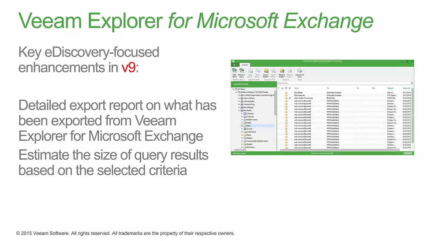What version 9 gives you is some enhancements. One of the nice enhancements I like is the export report. What has been exported from Veeam Explorer for Microsoft Exchange? I always think this is useful because this is emails. So if you want to know what naughty little backup operator has been doing, perhaps he's been exporting emails from a particular user in HR or payroll, well, actually you can find out here.